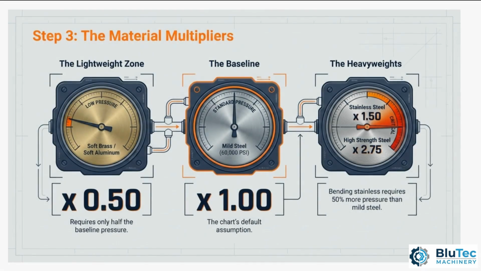Adjusting for material types. There is one final crucial step. Adjusting for your specific material. Tonnage charts are almost always based on standard mild steel with a tensile strength of 60,000 psi. If you are bending a softer or harder metal, you have to apply a multiplier. If you are working with soft brass or soft aluminum, you only need 50% of your calculated tonnage. Heat-treated aluminum alloys require 100% of the tonnage, which is the same as mild steel. However, harder materials require more pressure. For example, stainless steel takes 50% more of the calculated tonnage.